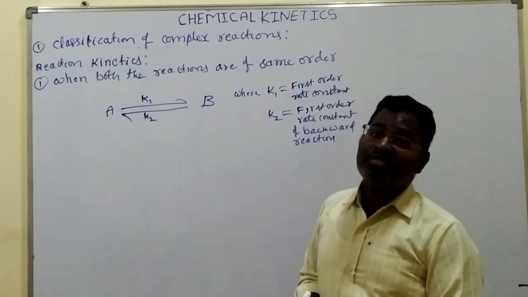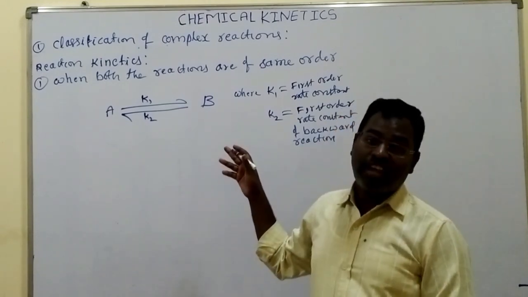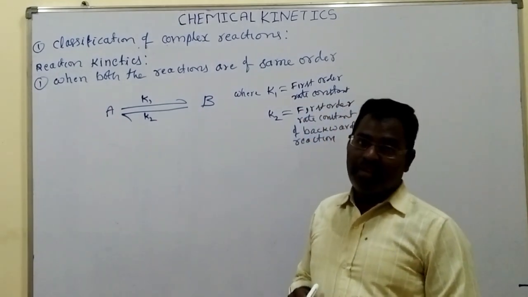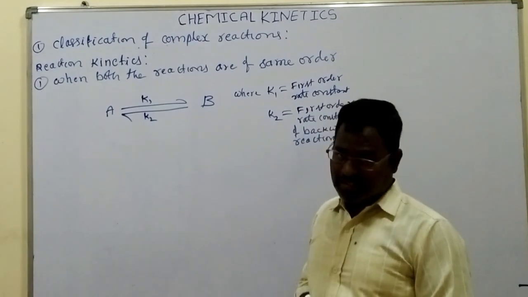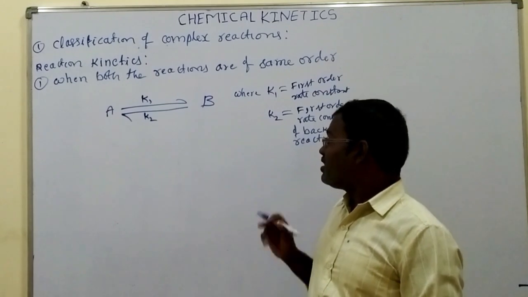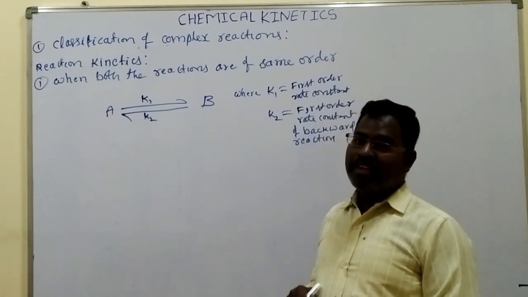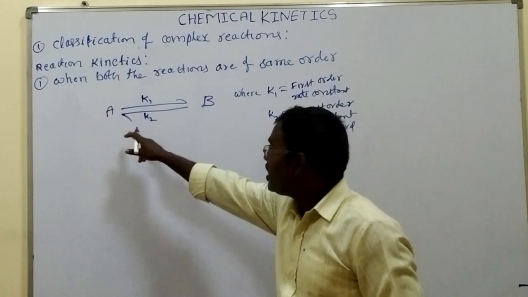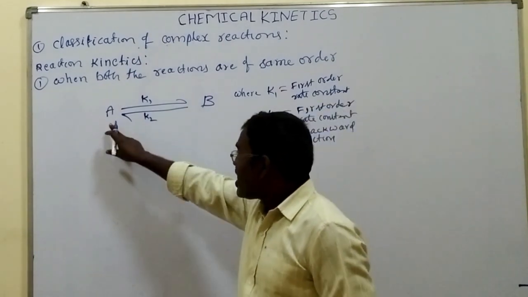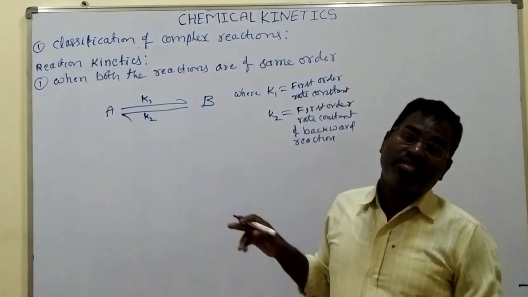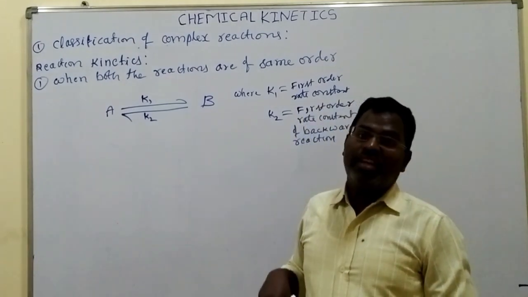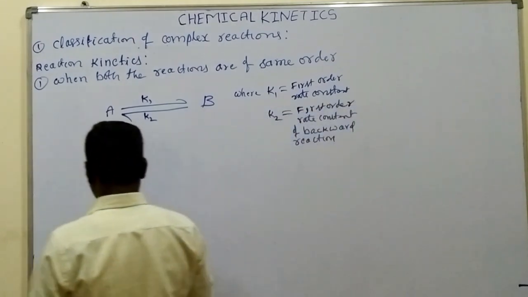So if you take the concentration of A and B after time t, A concentration is A minus X, whereas B concentration is X. Whereas at equilibrium, reactant A concentration is A minus Xe, whereas product B concentration is Xe. So that I have to indicate here.